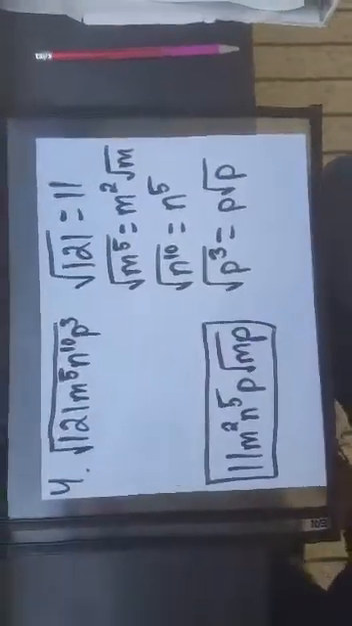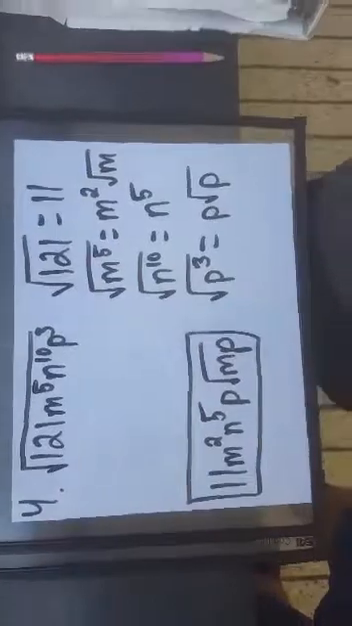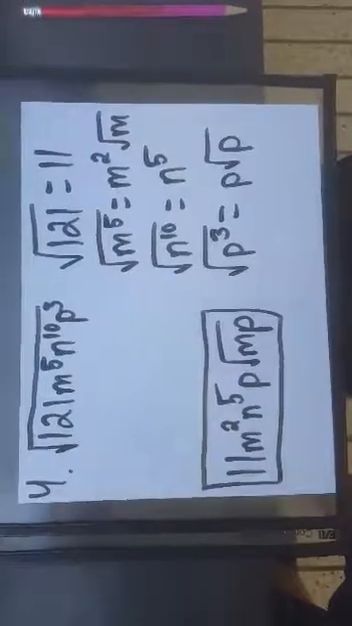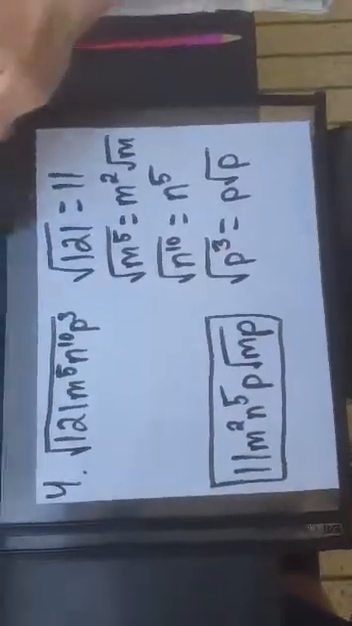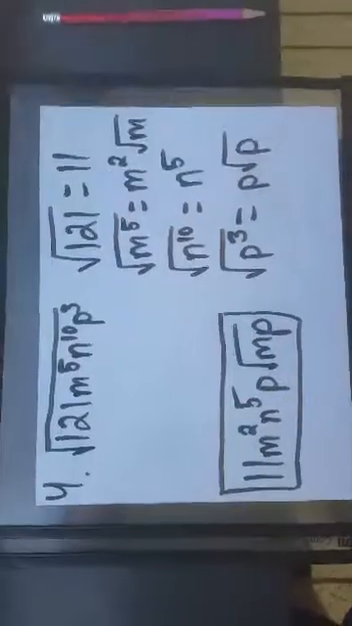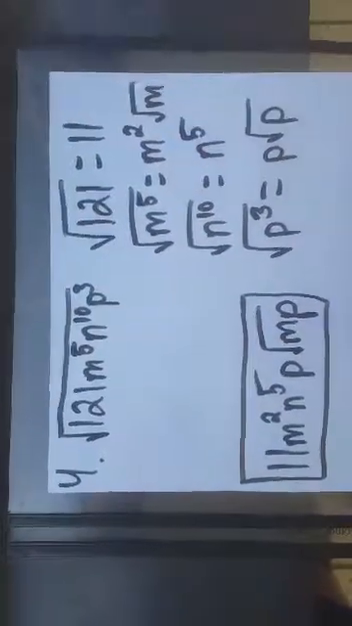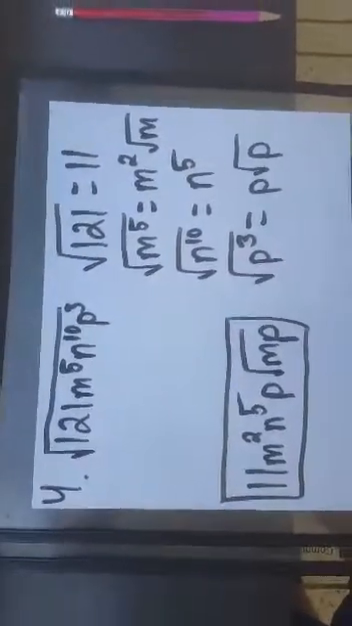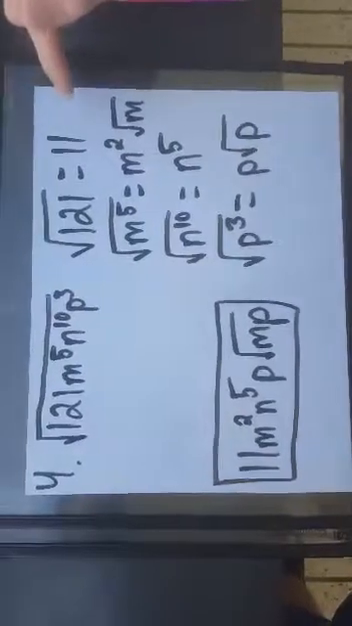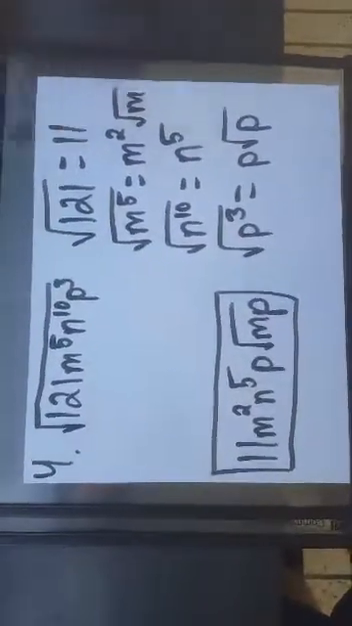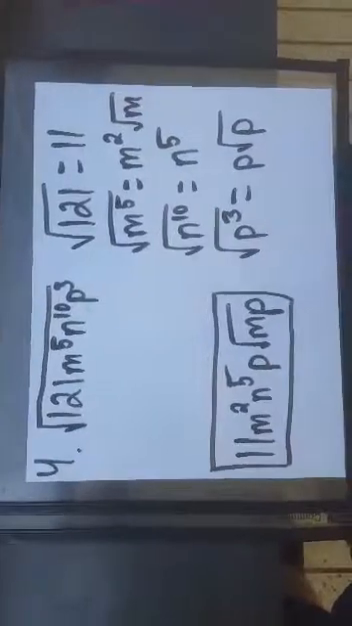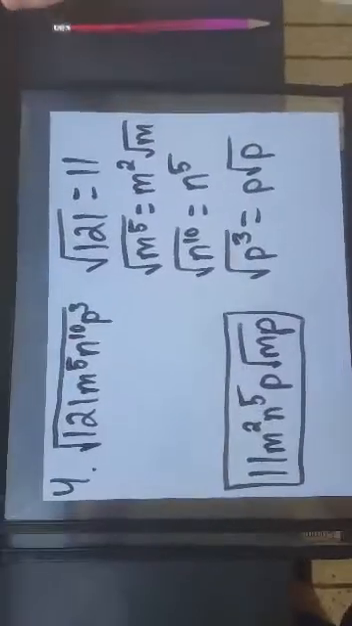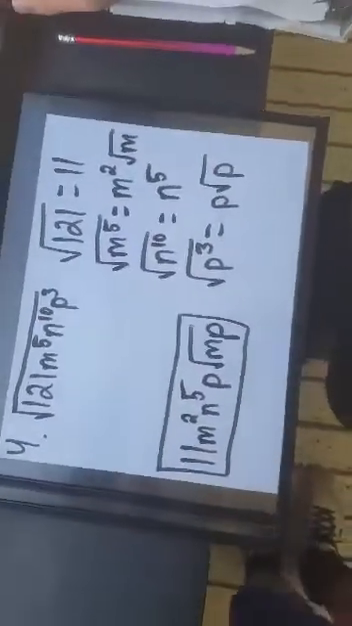In problem number 4, you want to take the square root of every number and variable, and whatever is left over you want to keep. Whatever you take out comes out of the radical, and whatever is left over stays in. So first you want to take the square root of 121, which comes out to 11. Then you want to take the square root of m to the 5th, and how you do that is you divide the power by 2 because the problem is squared, which comes out to be m squared with a leftover m. So it's m squared radical m.